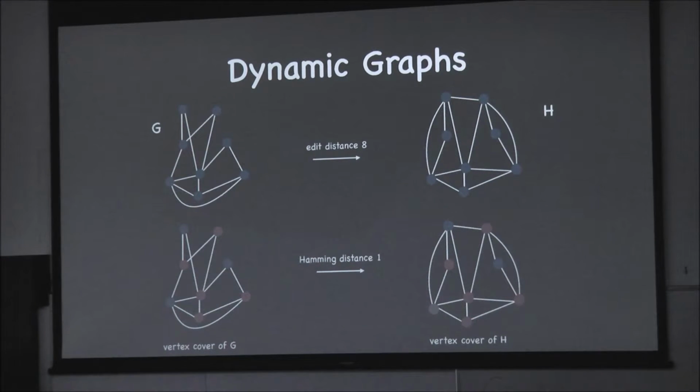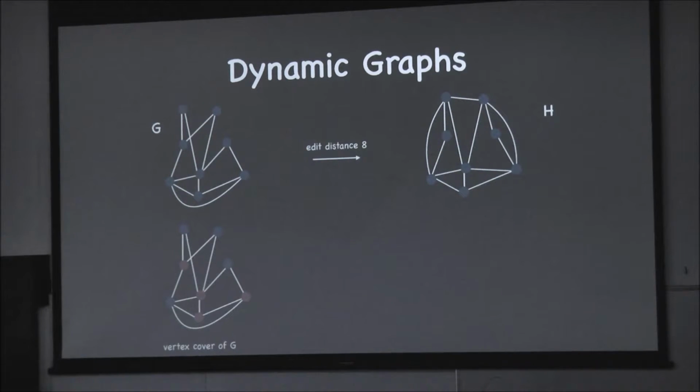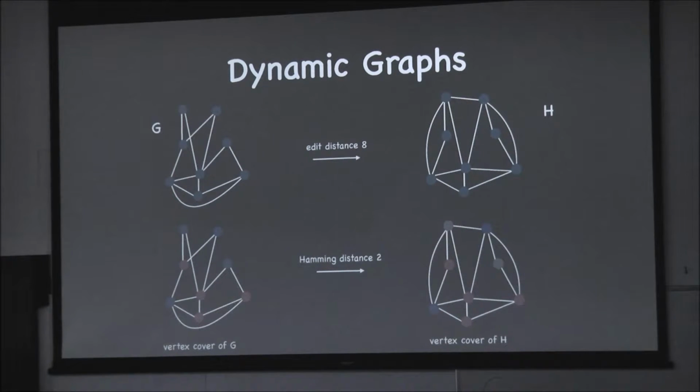If we want a new solution that is at a Hamming distance of 1 from the old solution, it's possible for this instance. But it need not be true in general. For the same set of graphs, if the original solution is this red set, I cannot find a vertex cover of the new graph that is at a Hamming distance of 1 from this old solution. Maybe 2 is possible, and this is an example. So this is the setting that we are in.